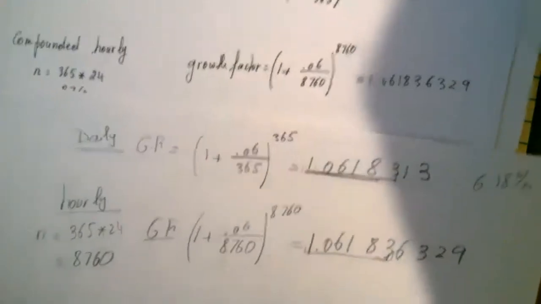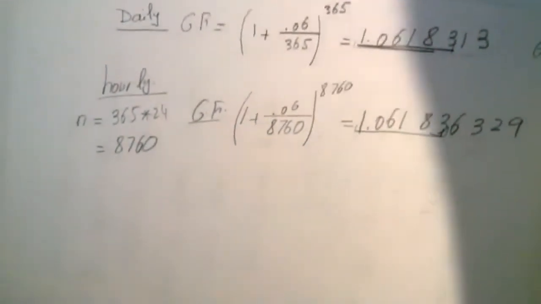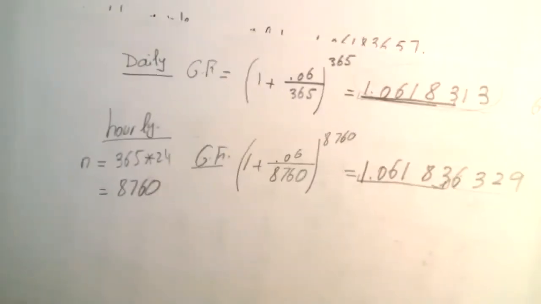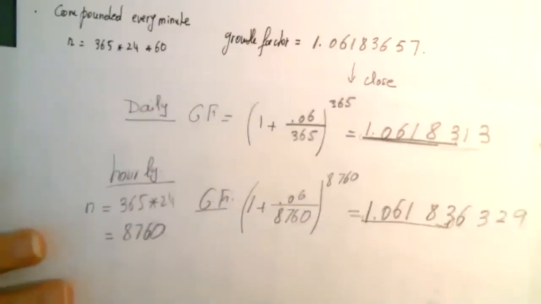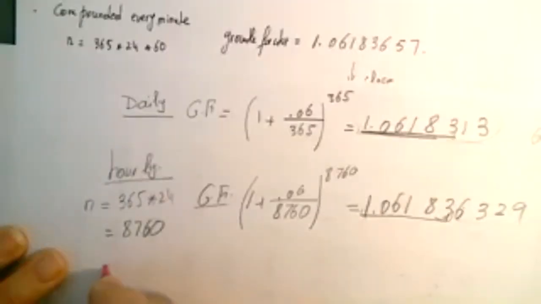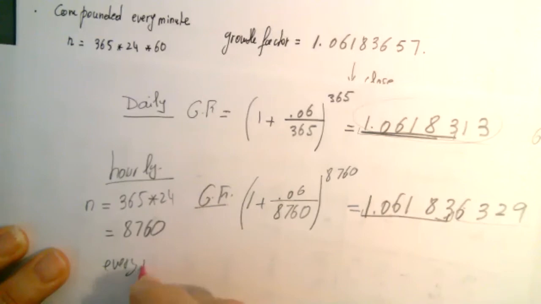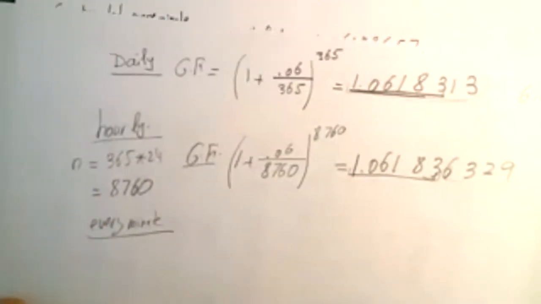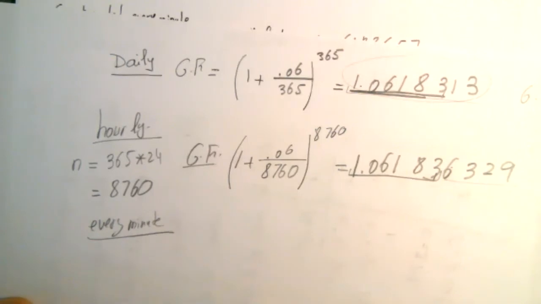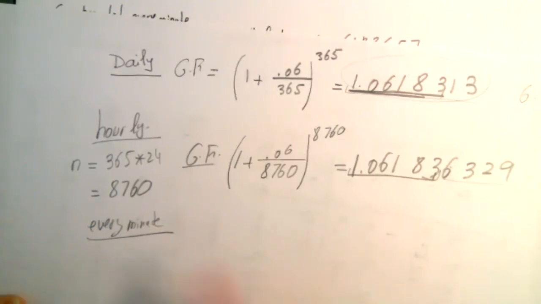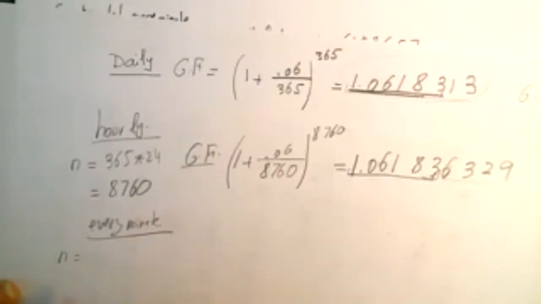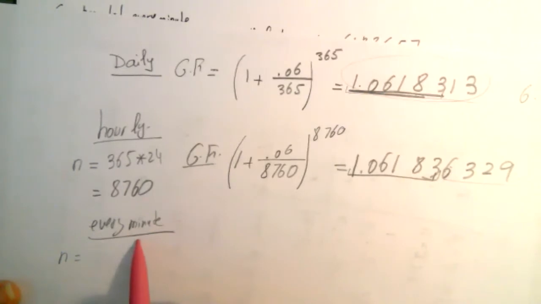Okay, let us push ourselves one more step, and then you tell me to stop. What if I do it every minute? It means you can go and withdraw your money anytime, every minute. Not at the end of the day, every minute. Okay? What's n? Now, 8760 times 60.